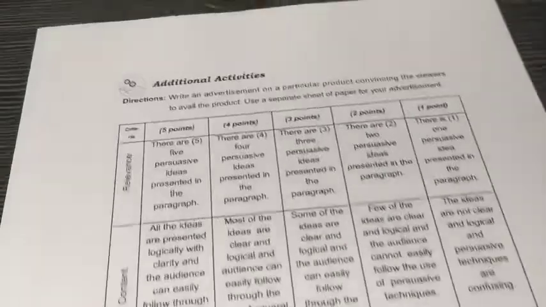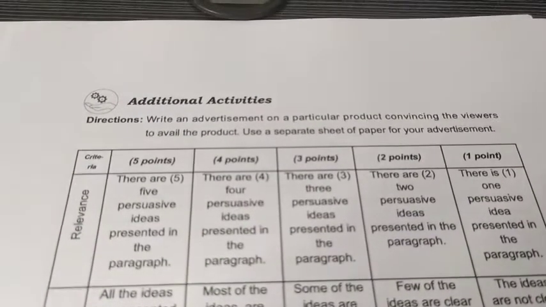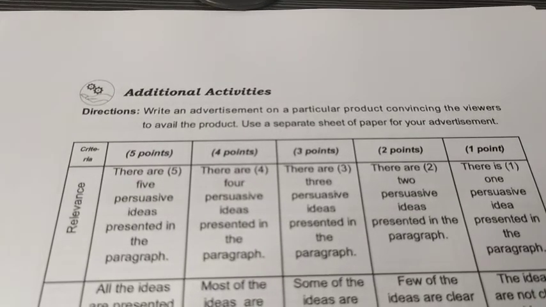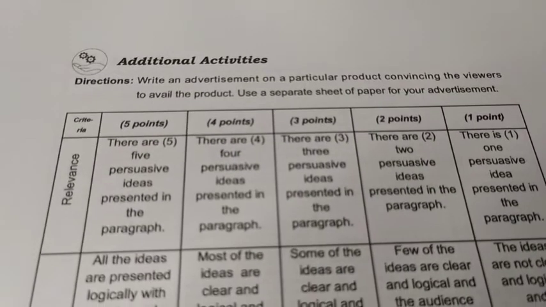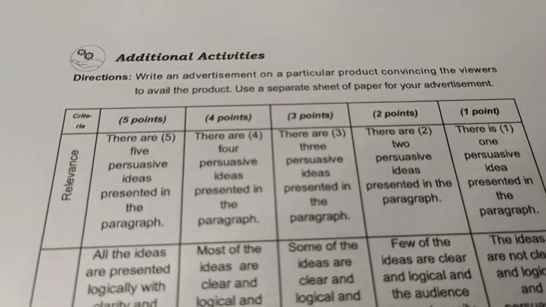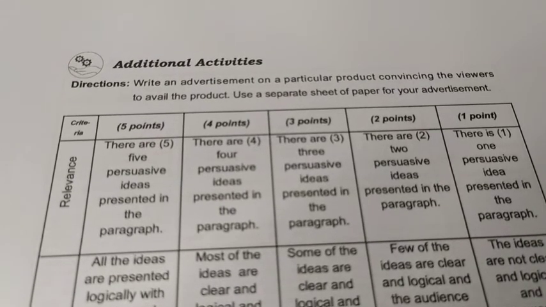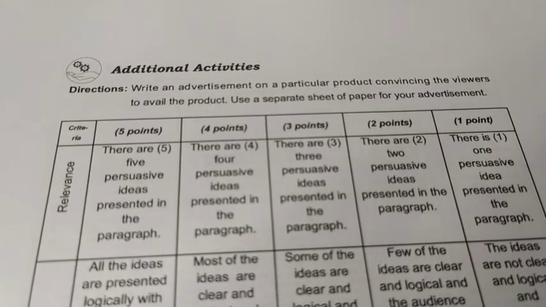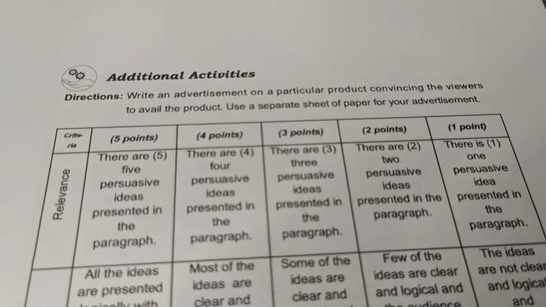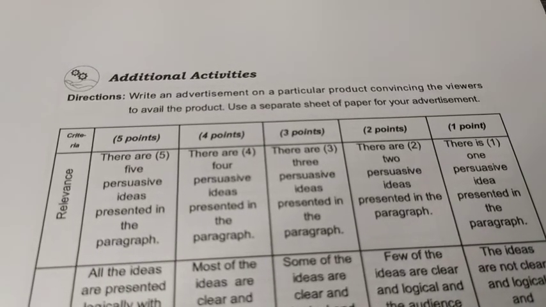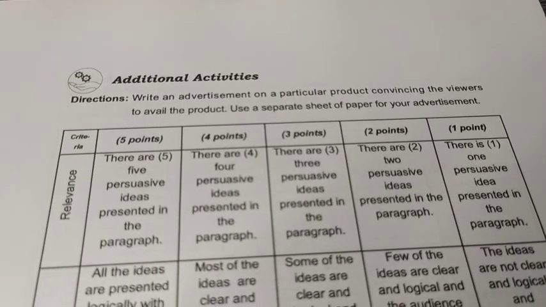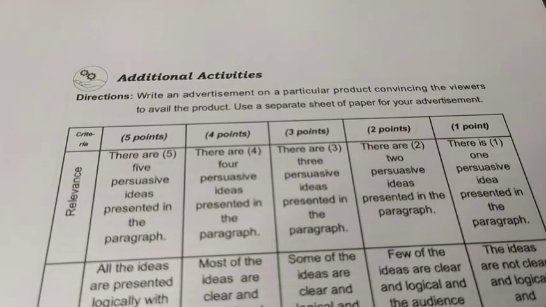So for your additional activity, write an advertisement on a particular product convincing the viewers to avail the product. Use a separate sheet of paper for your advertisement. So you can put designs, you can show your creativity and uniqueness in making an advertisement. When we say advertisement, you should make me believe or make me interested in your product. So you will make your own product, your own statement, your own style, on why I should buy your product. Kindly make this one because it will serve as your performance task.